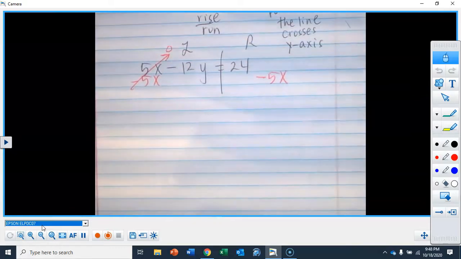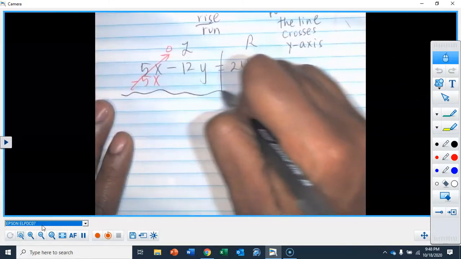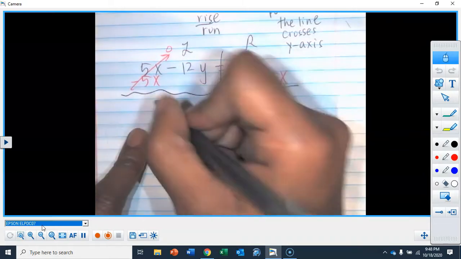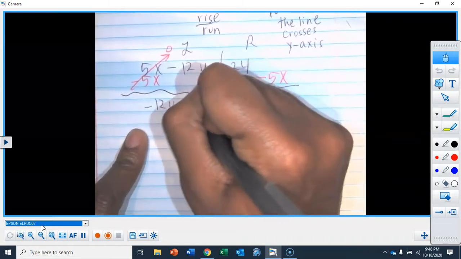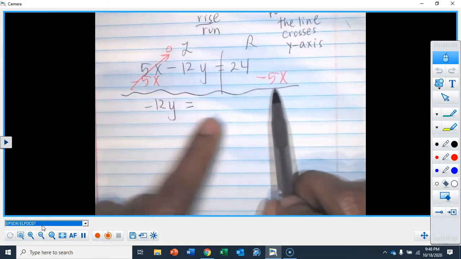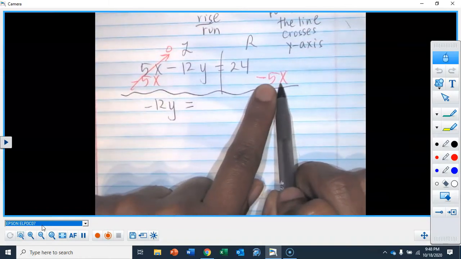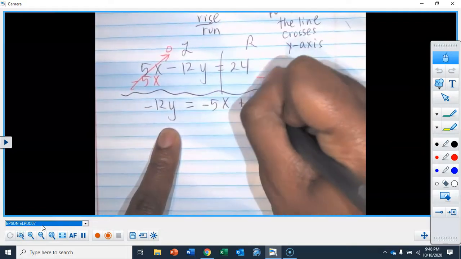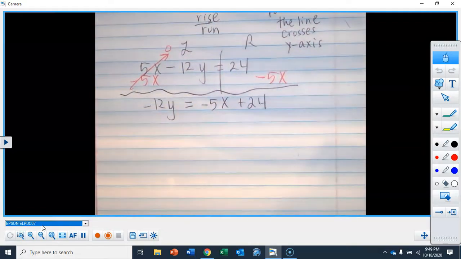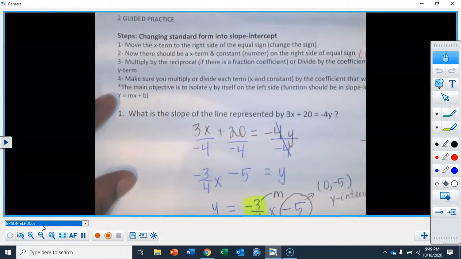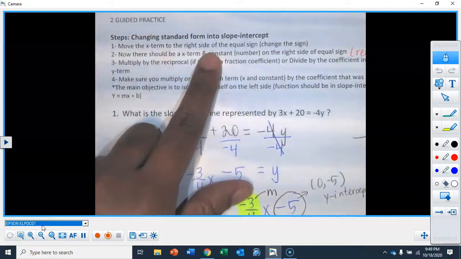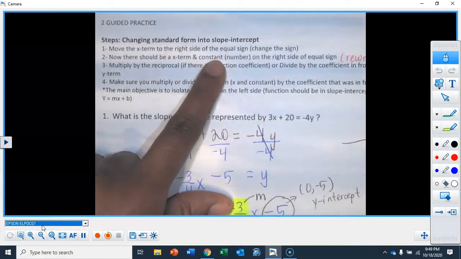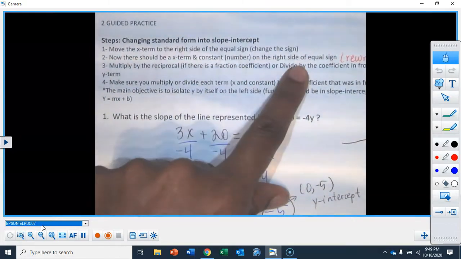That's gone. So here's the part that's really important about rewriting. We're going to drop down the negative 12y on the left of the equal sign. Put our equal. Okay, but we're going to put our negative 5x in front of the 24 because, again, the x term should go in front of the constant. And if you go back to the notes, it says in step 2, once you've moved the x term to the right side, now there should be an x term in the front and a constant, which is the number, on the right side of the equal sign.